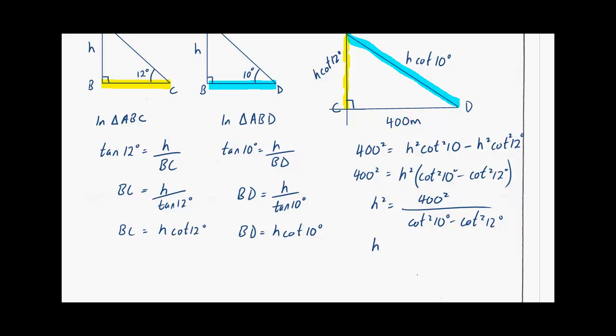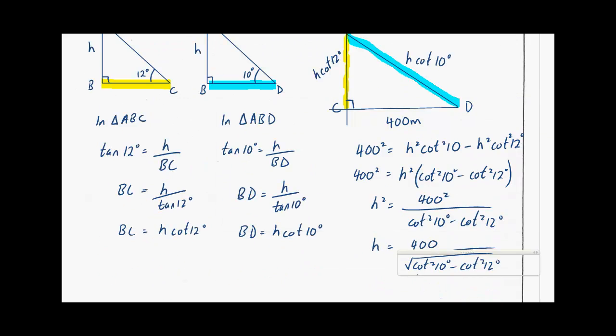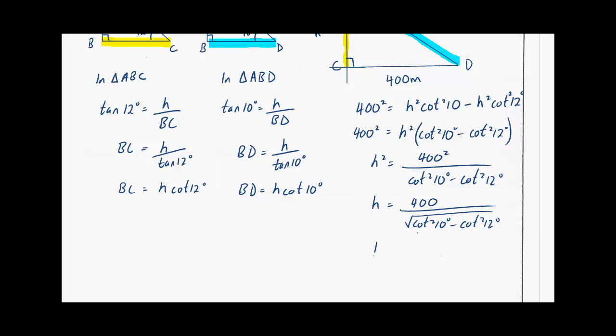And finally taking the square root, we should get H is 400 over the square root of cot squared 10 minus cot squared 12. Okay, which is the correct expression. The only difference is that instead of with the square root, they've written it with a power of half, and because it's on the bottom, it would be to the power of negative half. So you should just finish your question writing it the way that they do.